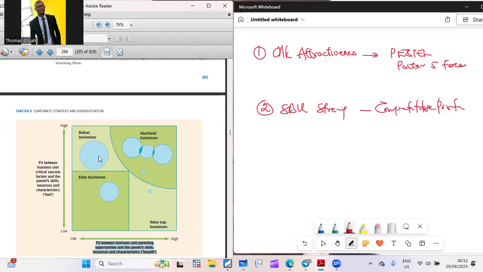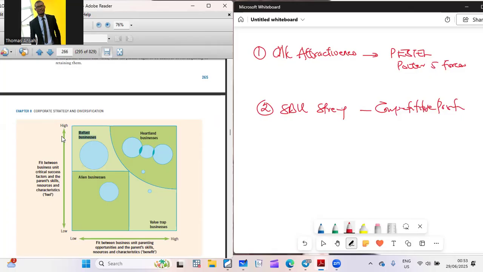So look at it. When we say ballast business, what does it simply mean? Have you seen this portion? It is low, and this side is high. It means they feel they understand the business, but the support they give is very, very low. So that is the situation it describes.